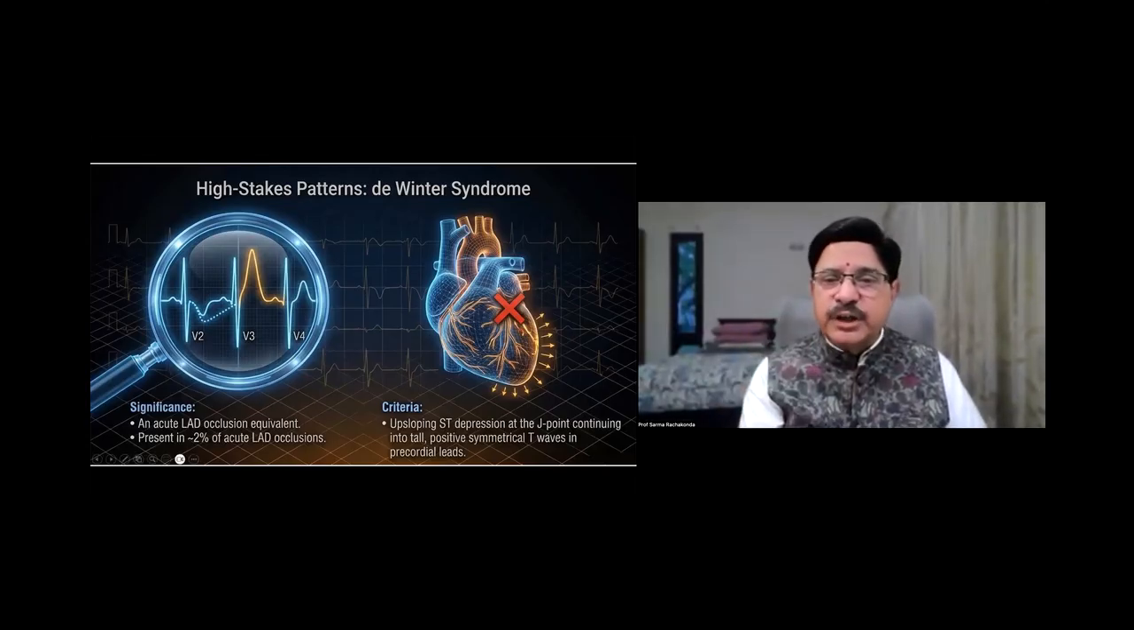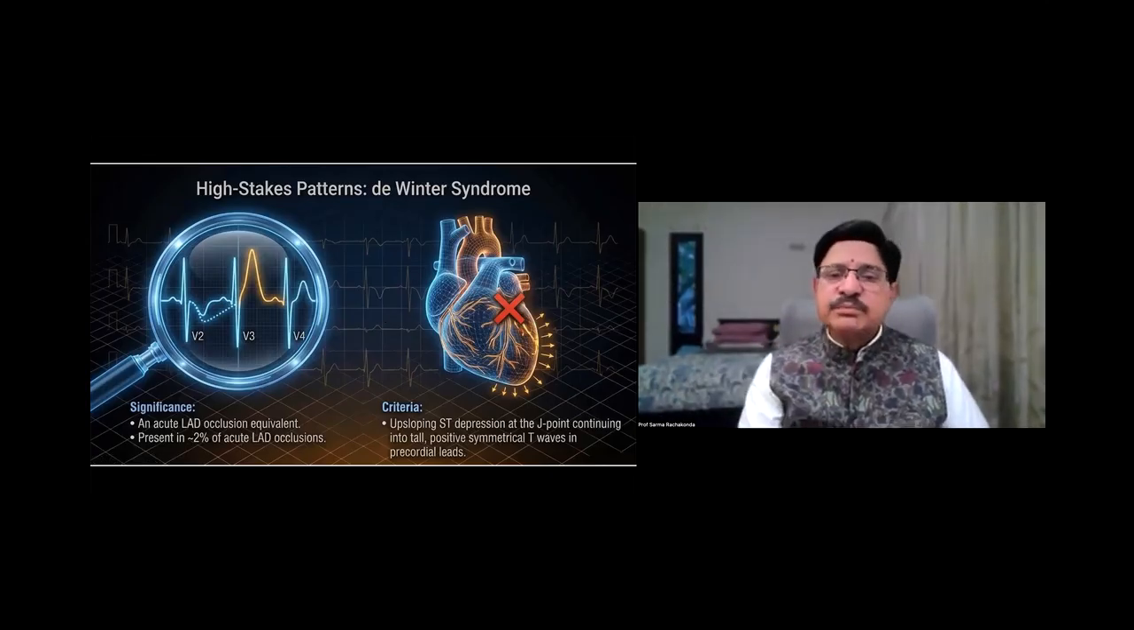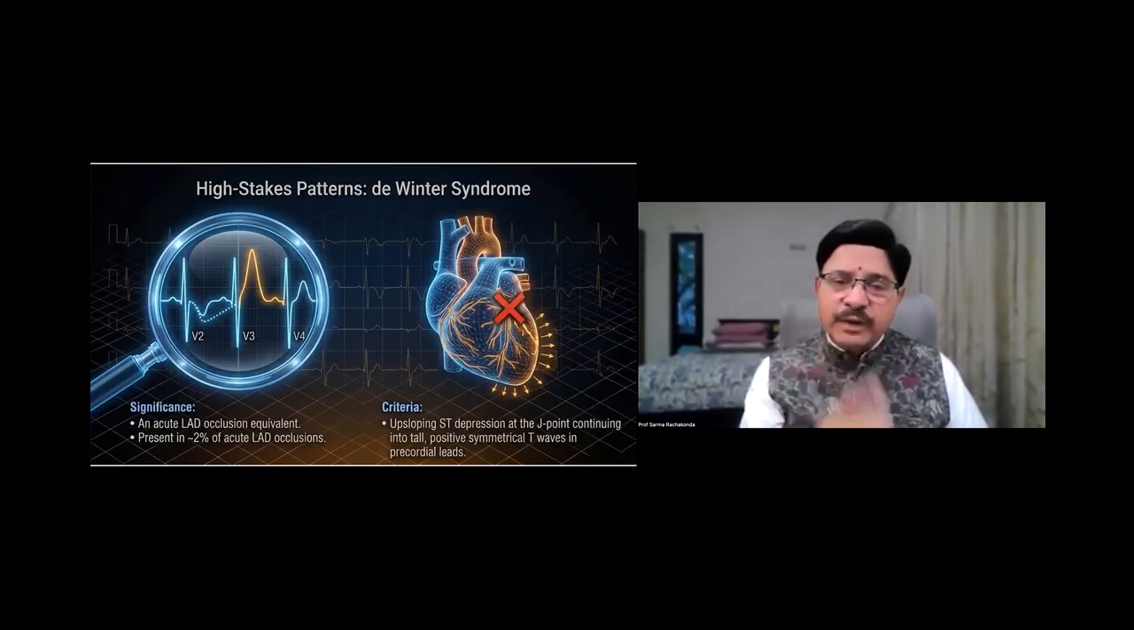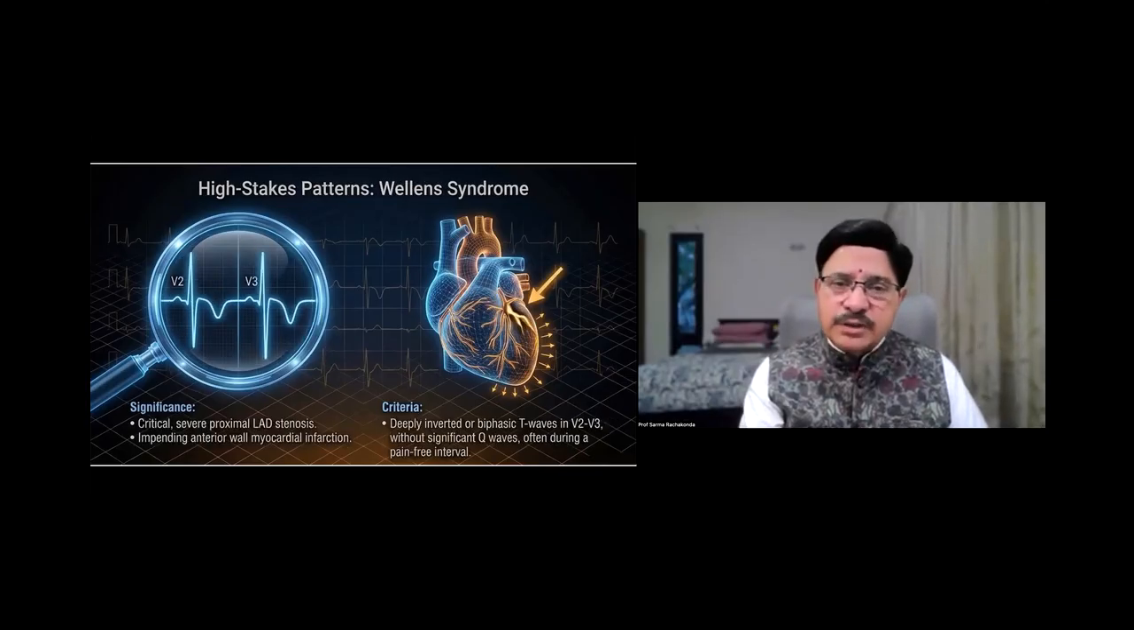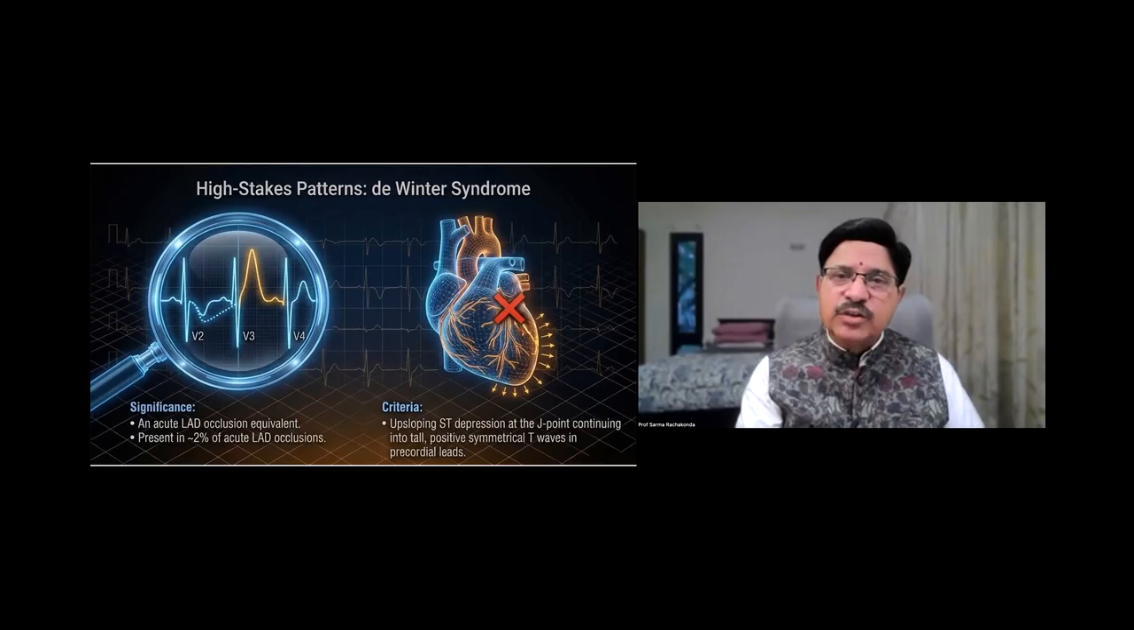Upsloping ST depression at the J point. You see upsloping ST depression at the J point, continuing into a tall, positive, symmetric T wave in the precordial leads with a wide base. This is what is called De Winter syndrome. Clinically and electrically, classical ST elevation has classical changes and reciprocal changes in the other leads, and here I have the De Winter syndrome changes.